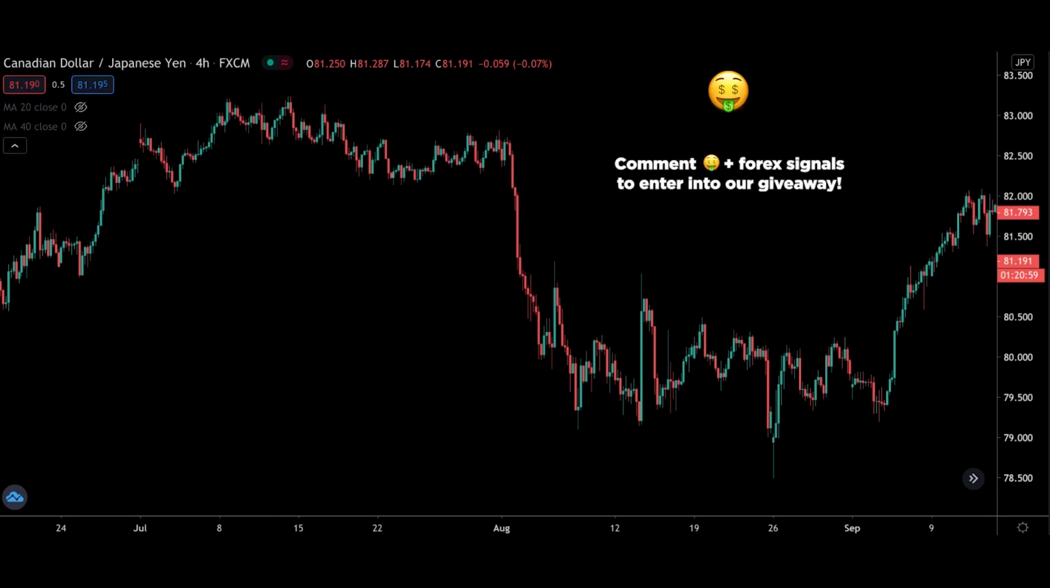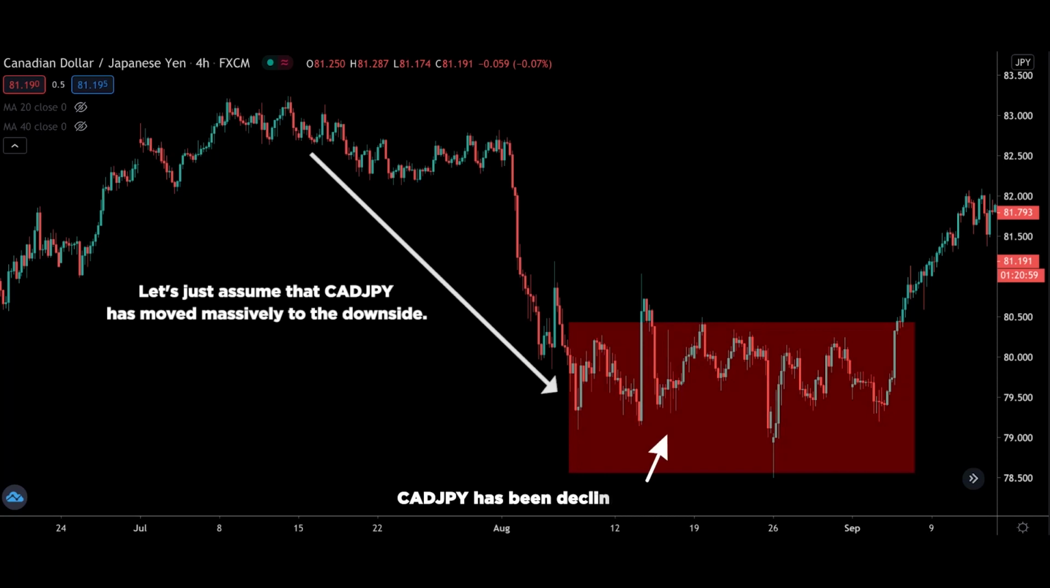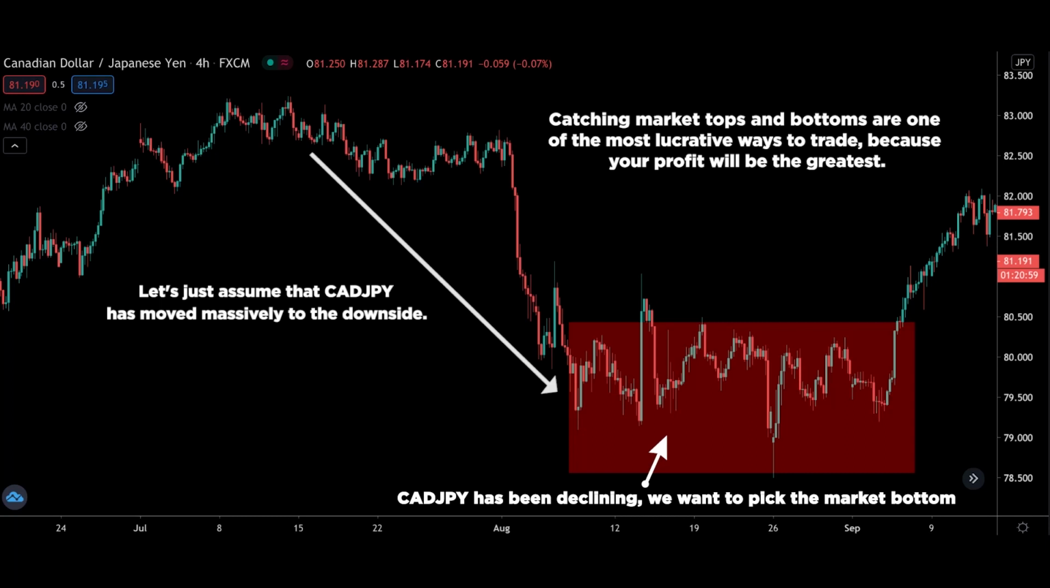to use it to nail the market top or bottom. So let's just assume that price has moved massively to the downside by focusing on this price chart here. Because CAD Yen has been declining, then we want to pick the market bottom. Catching market tops and bottoms is one of the most lucrative ways to trade because your profit will be the greatest. So keep watching as I show you how to use a classic divergence to spot the reversal.